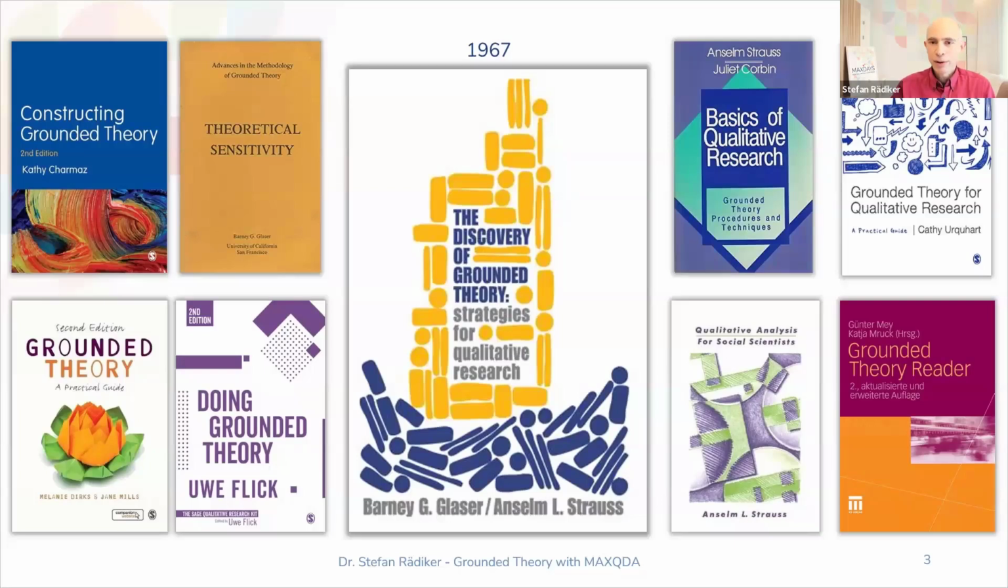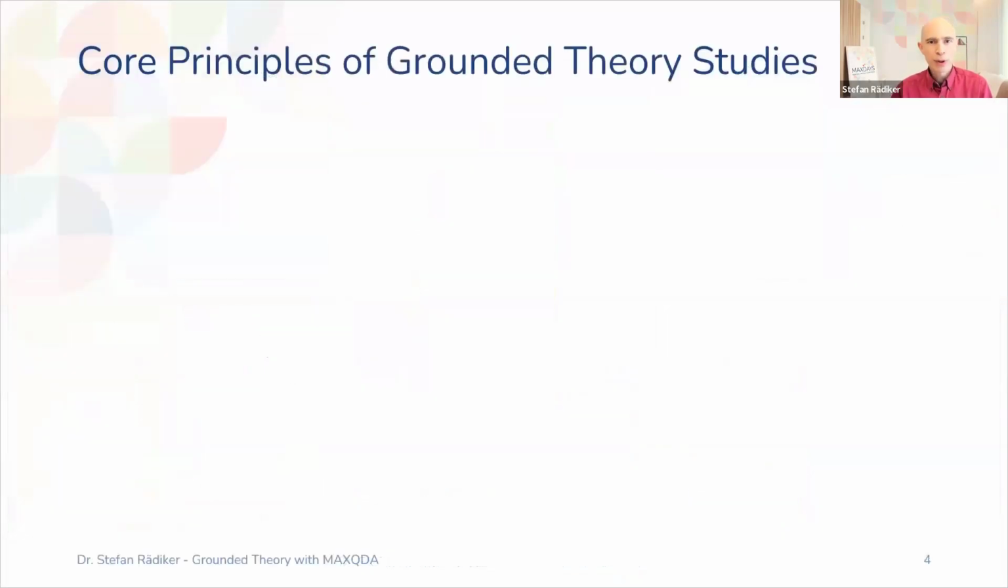Although they may differ on how exactly grounded theory is shaped and done in their approaches, I think there are some core principles of grounded theory studies we can identify. And first of all, usually we're dealing with an iterative process in grounded theory studies. So we're starting with some data collection, for example, conducting some interviews, analyzing them, and then deciding on what data to collect next. Is it more interviews, more other data, with whom, etc.